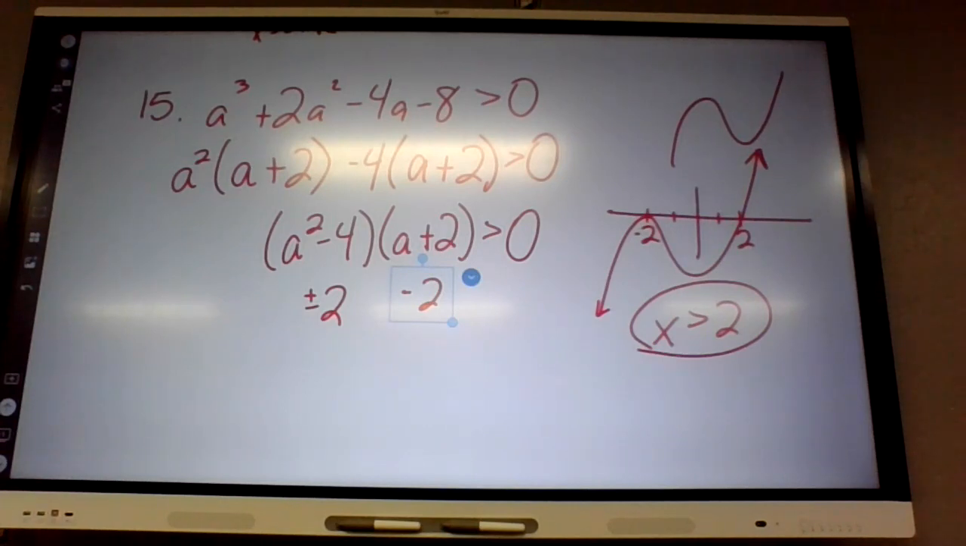When the function is above the x-axis, that means its value is greater than 0. So where is the function greater than 0?